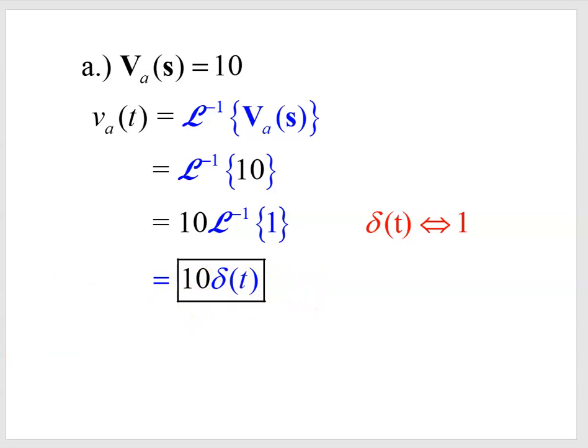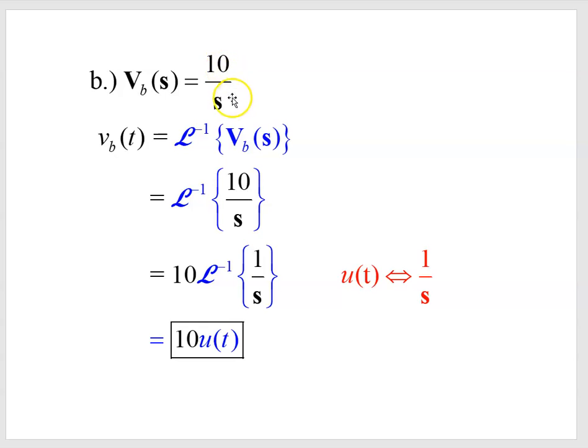So that's all we have to do for that one. That's our result. If we look at B, that was 10 over S. So that's in the frequency domain. It's a function of S now. Our inverse Laplace transform of VB of S is our inverse Laplace transform of 10 over S, or 10 times the inverse Laplace transform of 1 over S. And U of t, that transforms to our 1 over S, so we can just do our 10 times U of t.